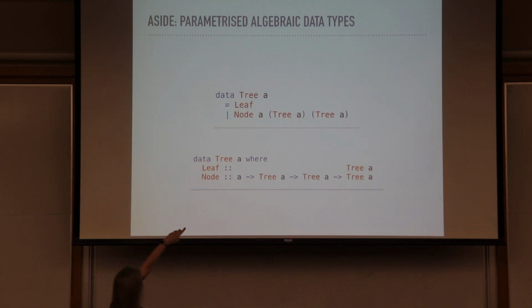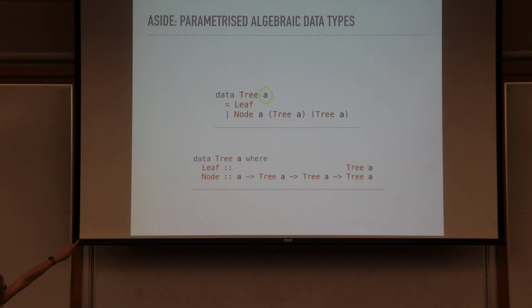So I write tree has two constructors: a leaf, which can construct a tree of any type because it doesn't actually carry an item in it, and the node, which gets a value of type A and trees which contain values of the same type, and it builds a new tree of that type. And here I said these two notations are equivalent, but there's one thing which is different.